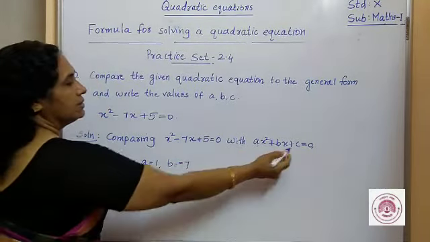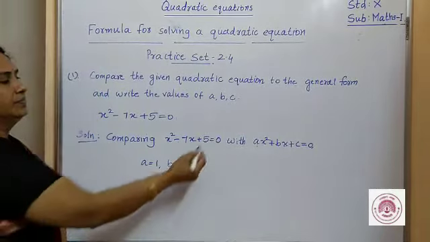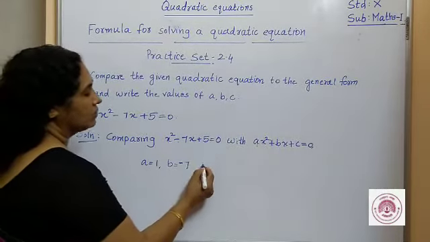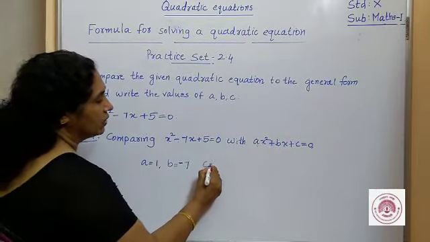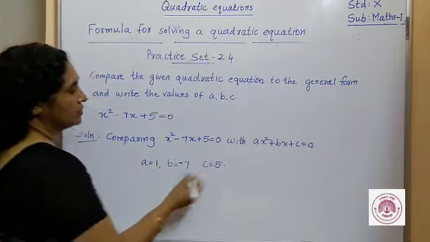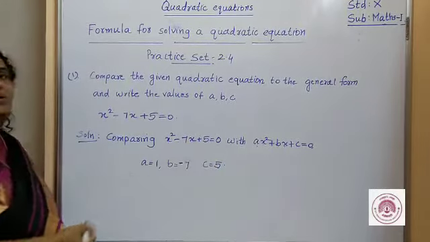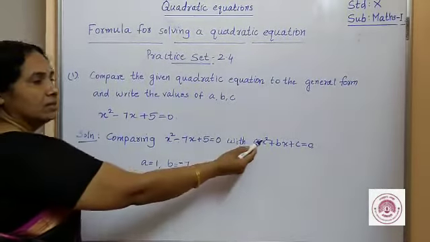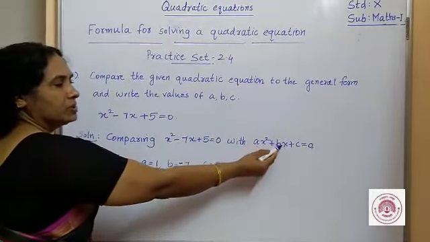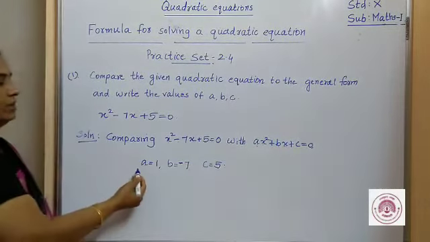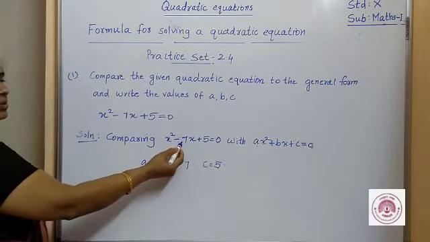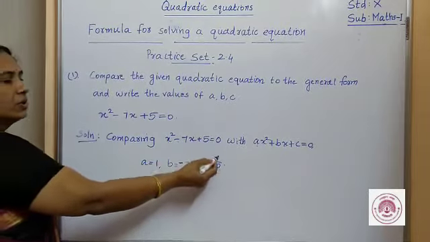And c is the constant term. So here constant term is 5. So c is equal to 5. So these are the values of a, b and c. Comparing the given quadratic equation with the standard form, that is ax square plus bx plus c is equal to 0, we get a is equal to 1, b is equal to minus 7 and c is equal to 5.